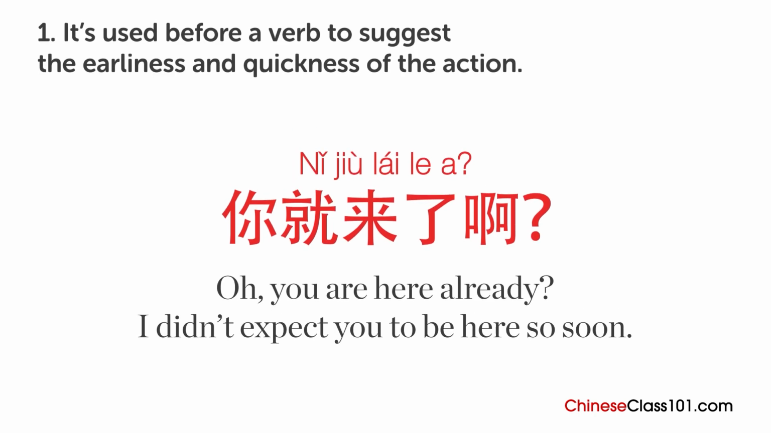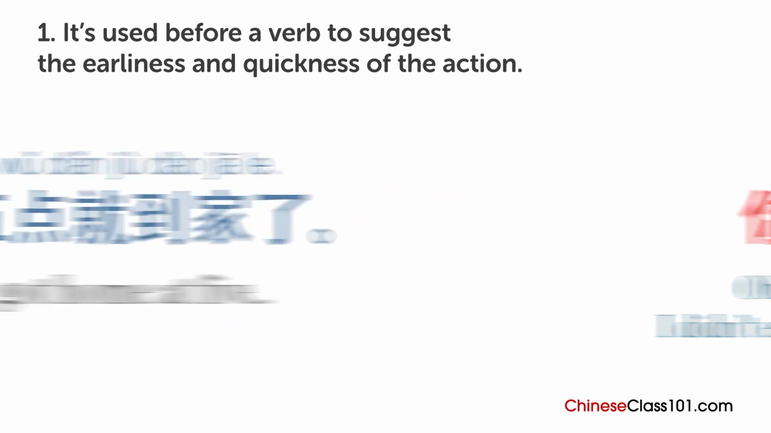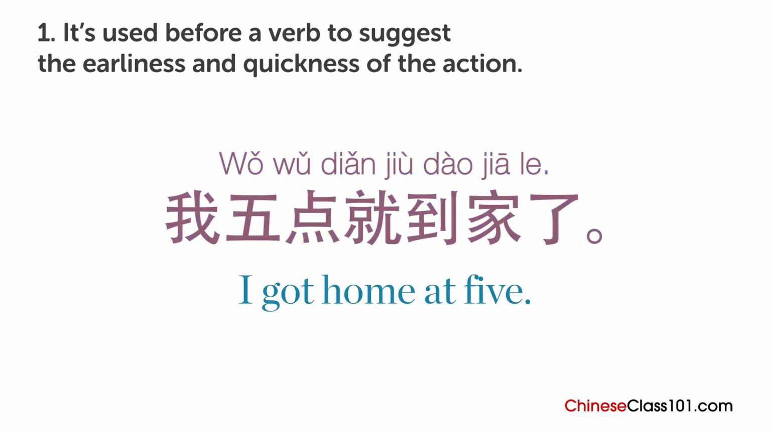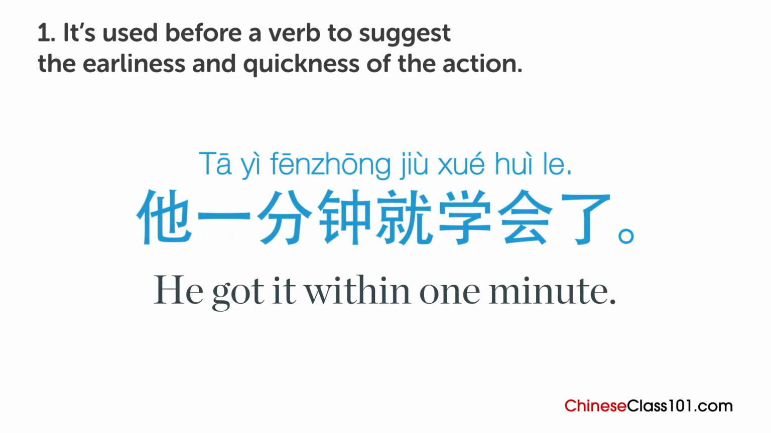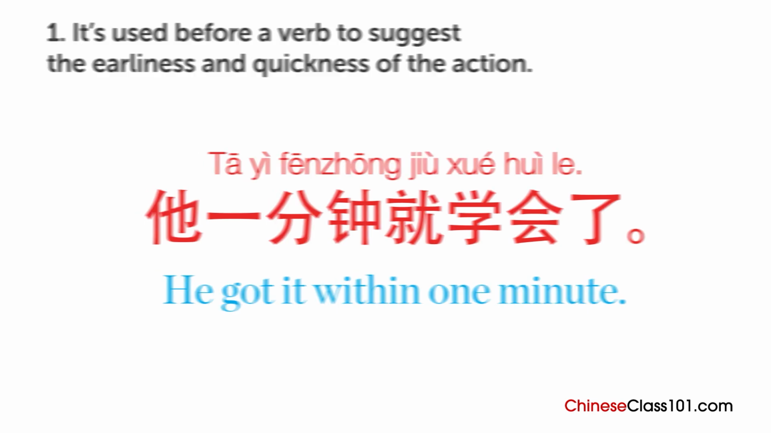Here's the first usage. It's used before a verb to suggest the earliness and quickness of the action. For example, if someone says, 你就来了啊? The implied meaning is, oh, you're here already? I didn't expect you to be here so soon. 我五点就到家了。I got home at 5. Here it's implied that at 5 is considered early. 他一分钟就学会了。He got it within 1 minute.